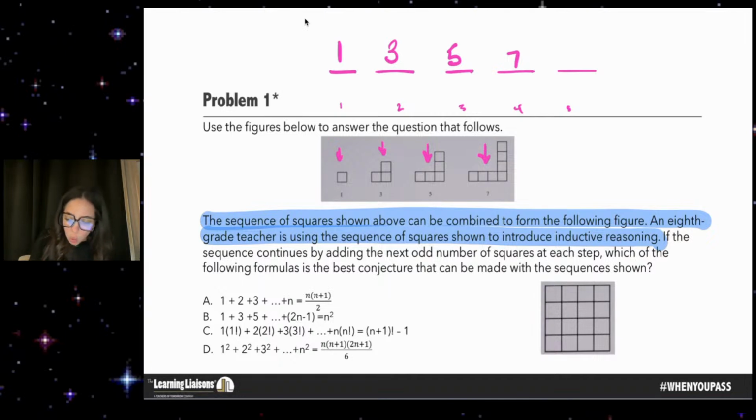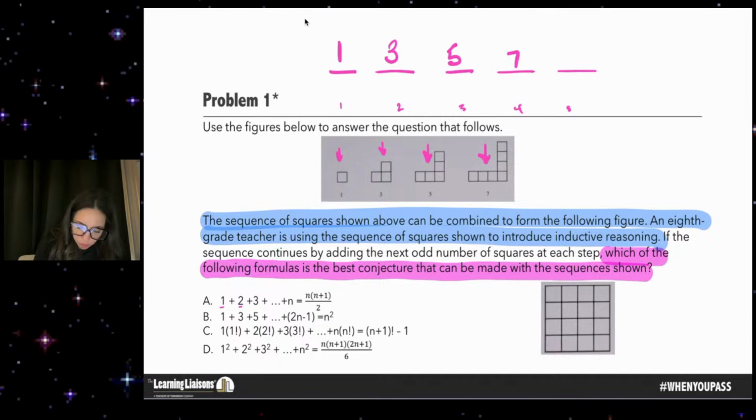The question is, which of the following formulas is the best conjecture that can be made with the sequences shown? Which of the following formulas works, right? A: 1 plus 2 plus 3 plus n equals this whole big thing. B: 1 plus 3 plus 5 plus blank plus this equals blank. C: 1 times 1 factorial, 2 times 2 factorial, 3 times 3 factorial plus this equals this. Or D: 1 squared plus 2 squared plus 3 squared plus this equals this. So what am I trying to equal? I'm trying to equal the number of squares each time.